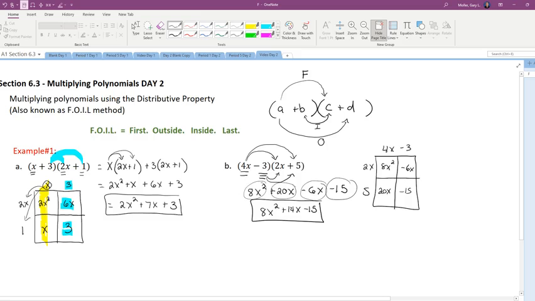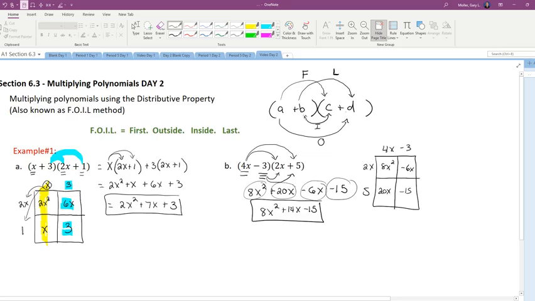And then the L references multiplying the two last ones together. So the last one would be the B and the D. So that's your last. But what is that? That's just doing B times C and B times D. That is just the distributing of B through the second polynomial.